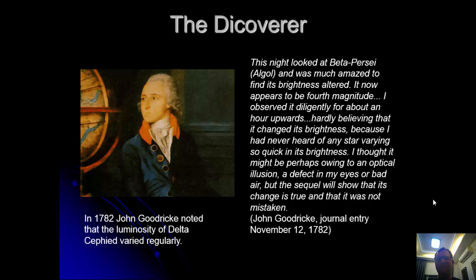He said, "This night looked at Beta Persei and was much amazed to find its brightness altered. It now appears to be fourth magnitude. I observed it diligently for about an hour upwards, hardly believing it had changed its brightness because I'd never heard of any star varying so quick in its brightness. I thought it might perhaps be owing to an optical illusion, a defect in my eyes, or bad air, but the sequel will show that its change is true and I was not mistaken." So that was the earliest discoverer.